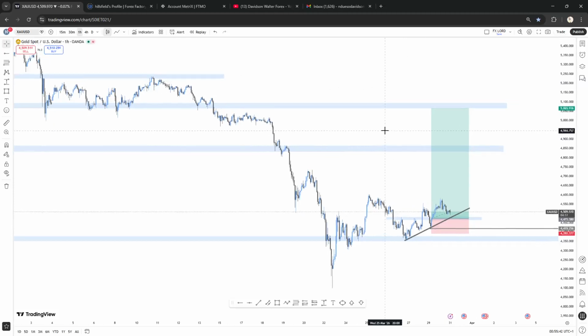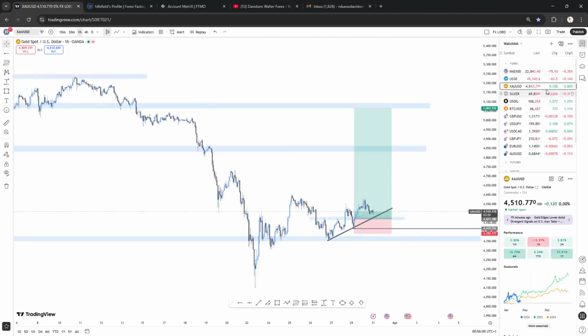Let's look at XAUSD. I trade XAUSD the most because it is volatile. It gives you the easy money. You make money more easily and quickly than with currency pairs. You can see my watch list right here. I have NAS 100, Nasdaq, US30, XAUSD, silver, US oil. These are the instruments I trade most of the time.